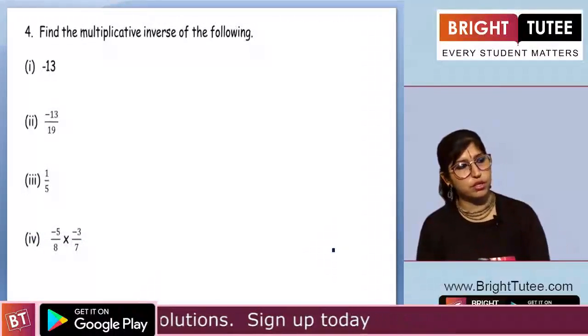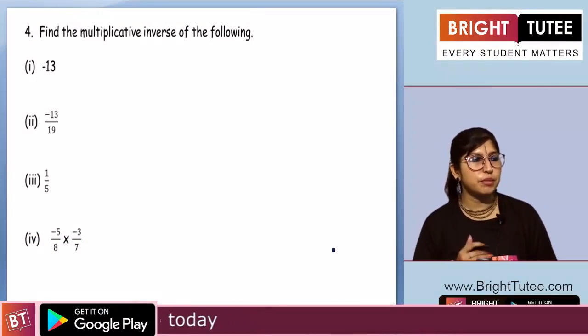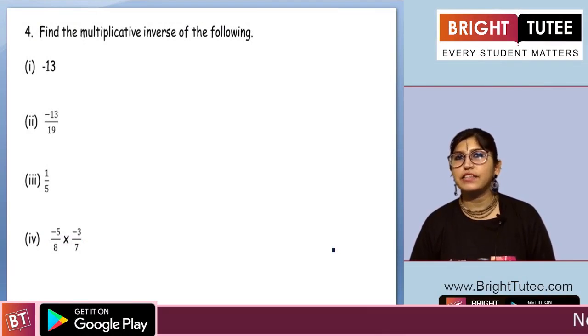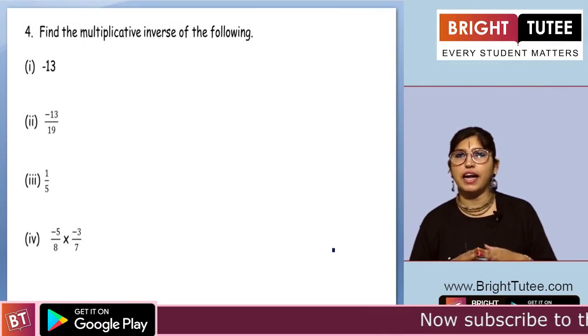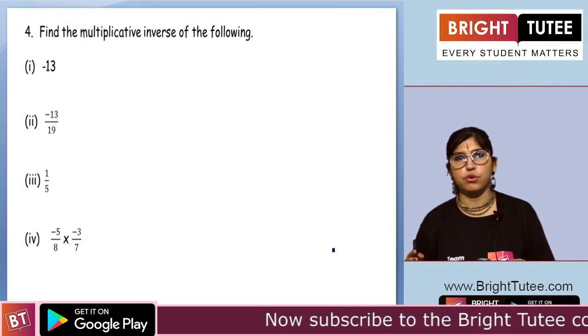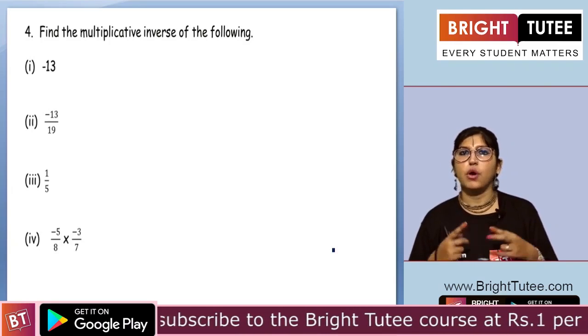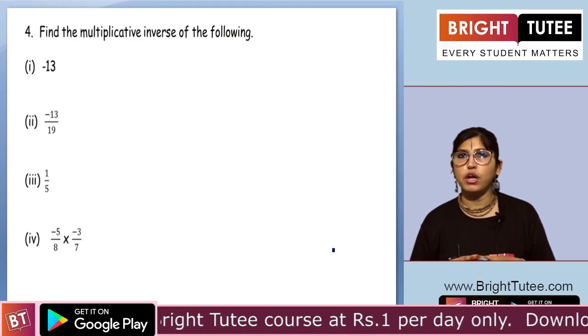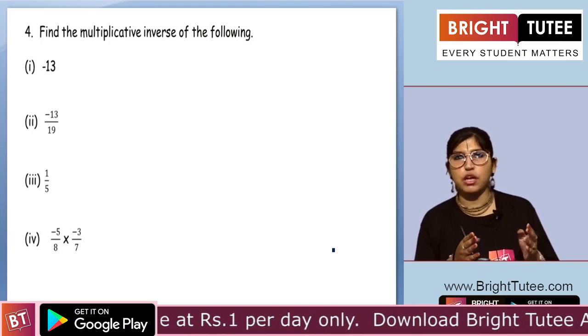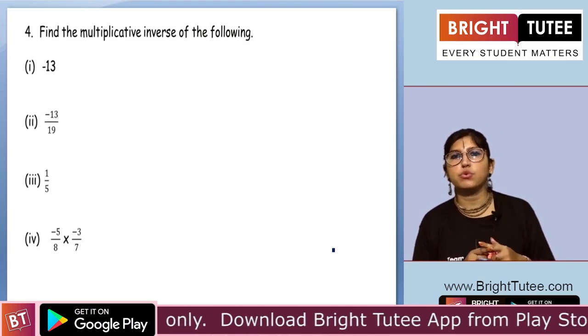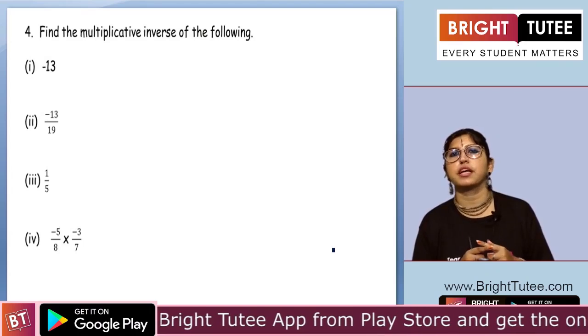Let's move on to another question. Over here we need to find the multiplicative inverse of the following. Additive inverse is when we add a number to get 0. If we add both of them, we'll get 0. Multiplicative inverse is the number which, when we multiply it with the number we already have, gives us 1. Then only can we say that it is the multiplicative inverse.